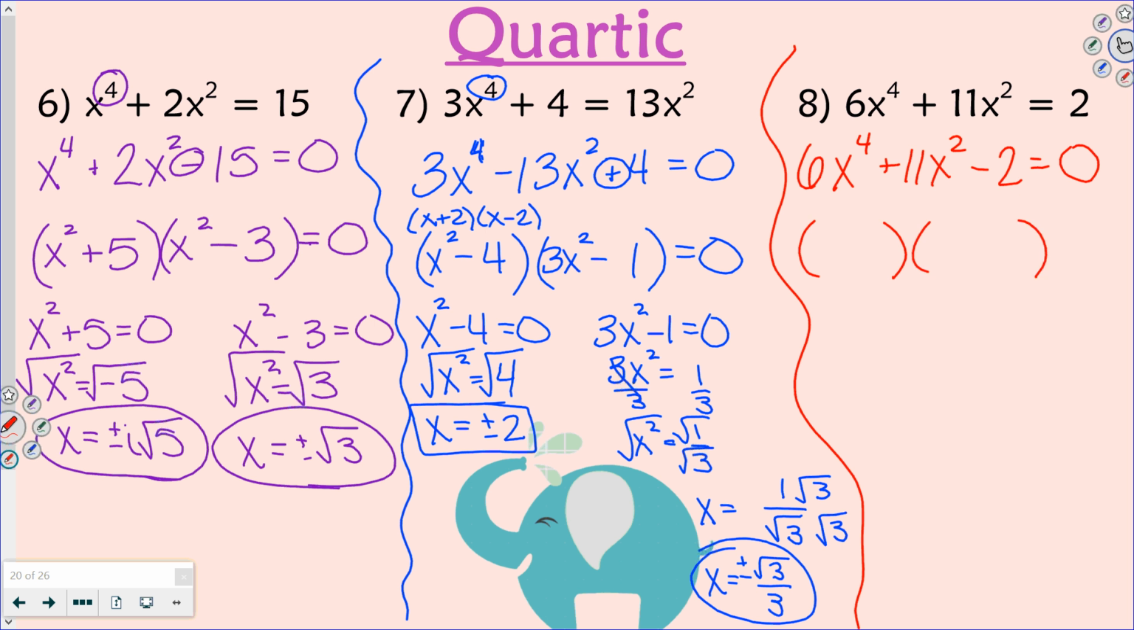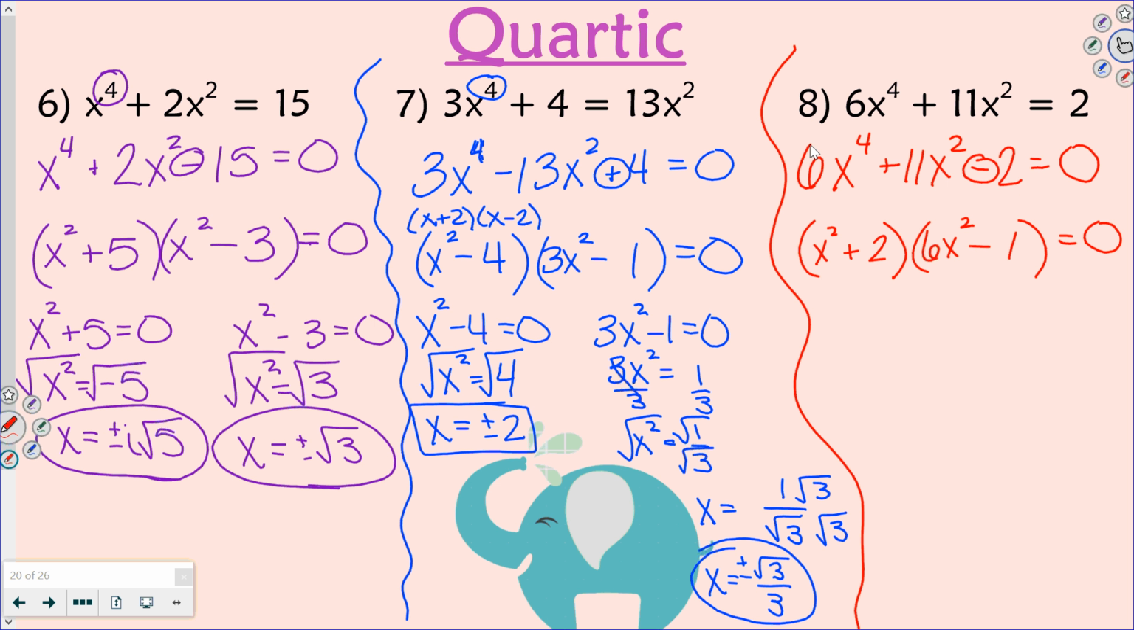We'll set up our parentheses. Last one's negative, so they're plus minus. Should go 1 and 6 or 2 and 3? 1 and 6. So 1x squared and 6x squared. And then we have 1 and 2. So that should be 2 and 1. Okay, so mine's set up correct.